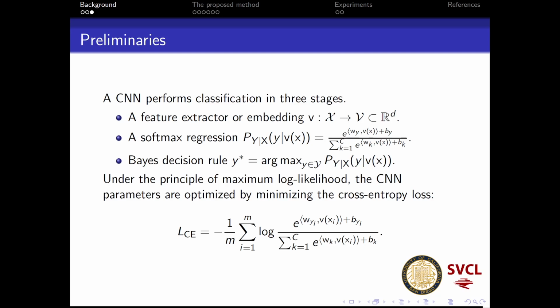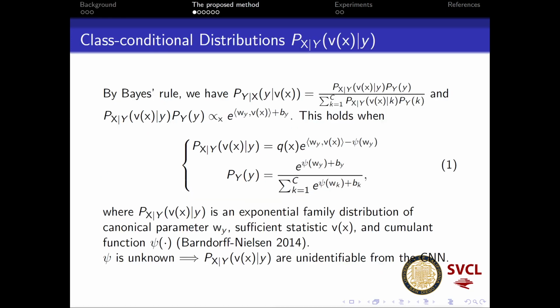A CNN classifier estimates the class posterior probability of examples by a nonlinear embedding and a softmax regression. CNNs are typically trained by minimizing the cross-entropy loss. Using the Bayes rule and the class posterior probability, it's easy to derive that the class conditional distribution in the CNN feature space is in the form of an exponential family distribution whose sufficient statistics and canonical parameters are given by the CNN embedding and classification weights, respectively.